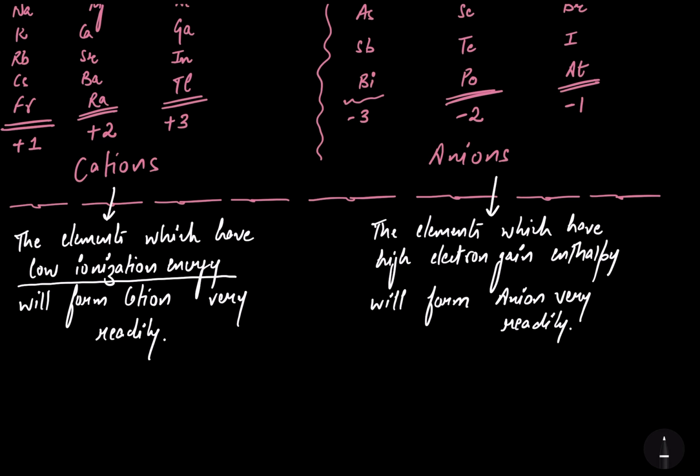So what is electron gain enthalpy? It is the energy released when an element gains an electron. So if the element has a high electron gain enthalpy, that means it has a very high tendency to gain electron and to form anion very readily. So a very high electron gain enthalpy will favor the formation of anion.